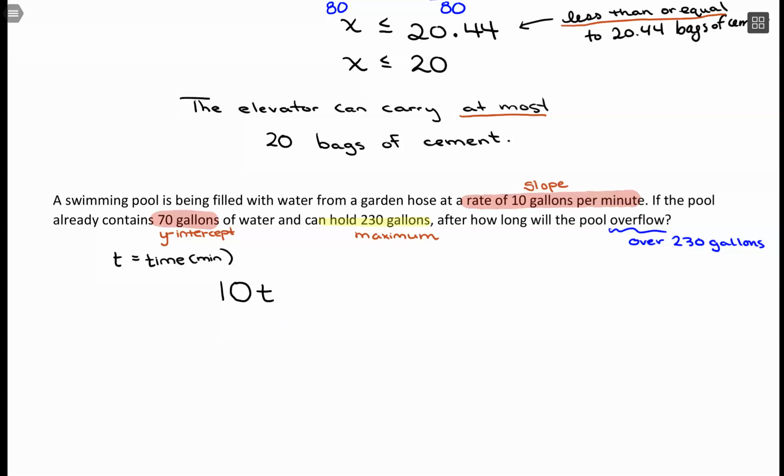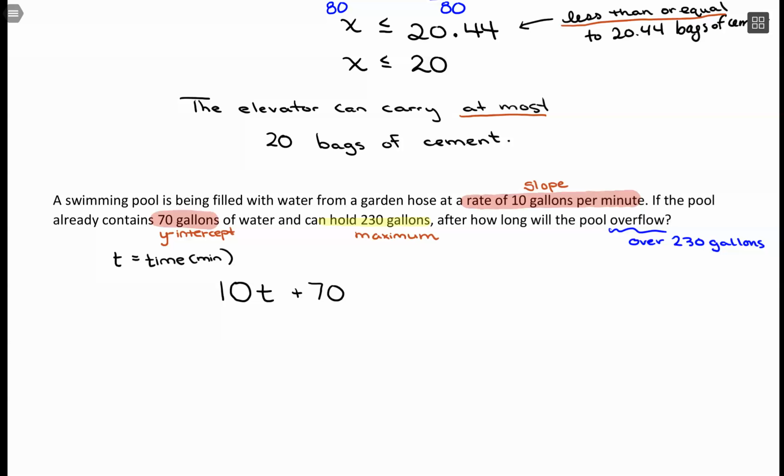But we need to add on the 70 gallons that are already in there. So after 1 minute, I should have those 10 new gallons plus the 70 old, so a total of 80 gallons. And after 2 minutes, I have these 20 gallons that are just added in, plus the 70 that was already in there. So that's how our linear function is going to work.